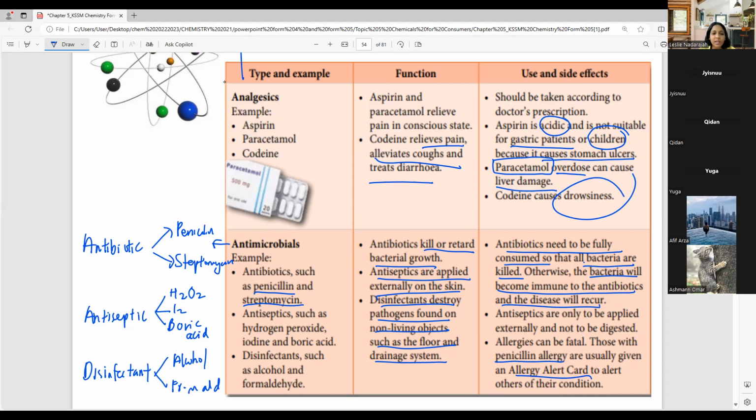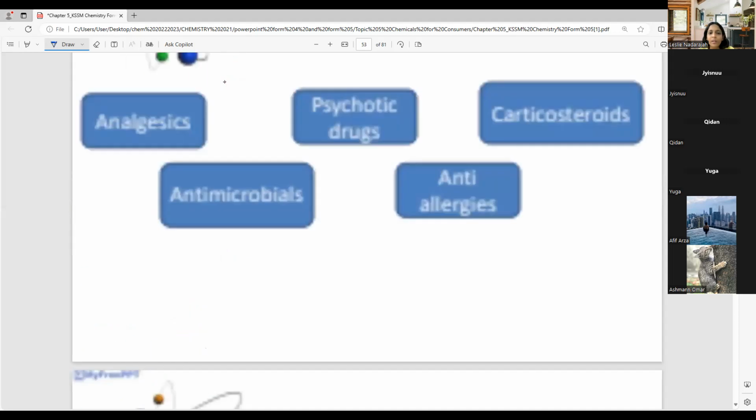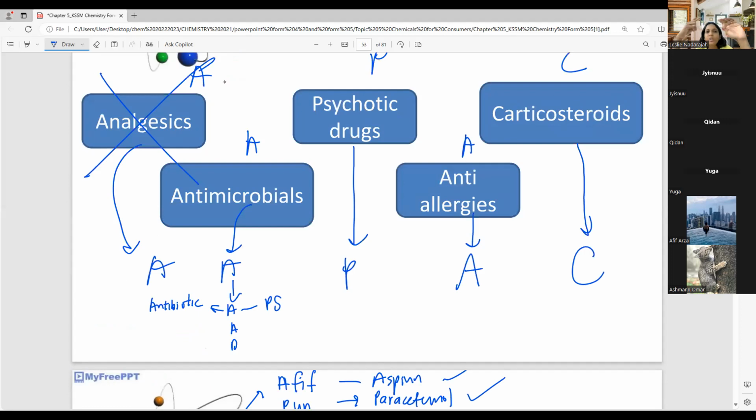Okay, so I've done two with you. I've done analgesic, I've done antibiotic. So let's do a quick one. Analgesic is divided into, please say it out loud, then only we don't waste time. Analgesic is divided into three. What are they?